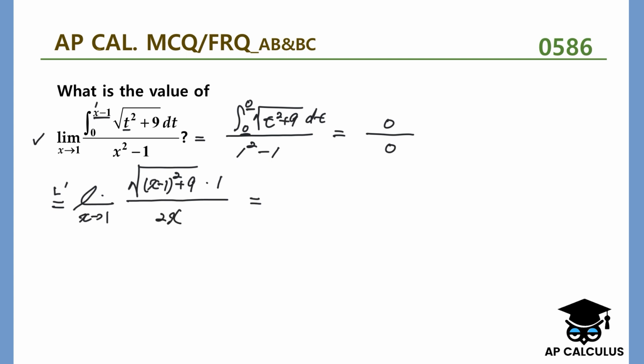Now substitute 1 for x. So in the numerator, if we substitute 1 here, that's going to be 0 squared plus 9. So square root of 9. And if we substitute 1 here, that's going to be 2, right? So square root of 9, that's a 3. Denominator 2. The answer is 3 over 2.